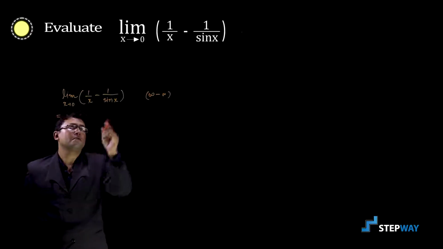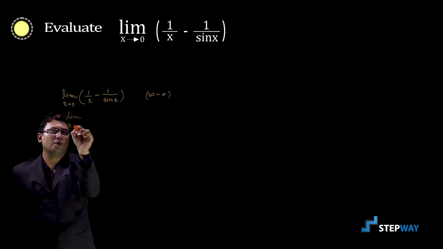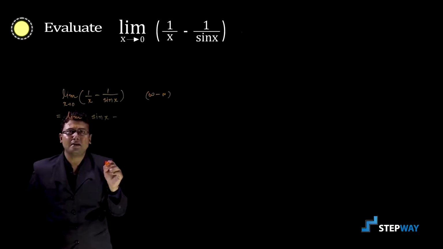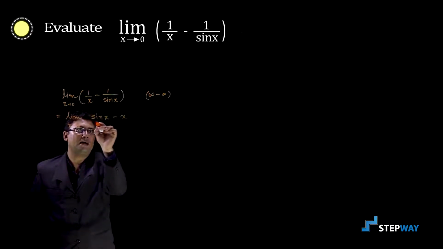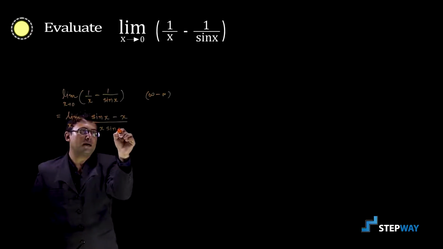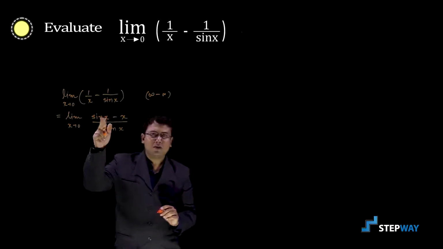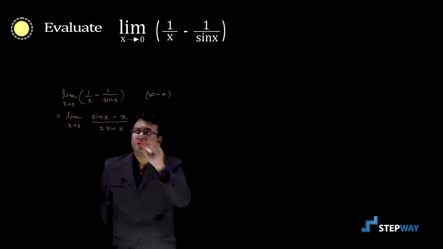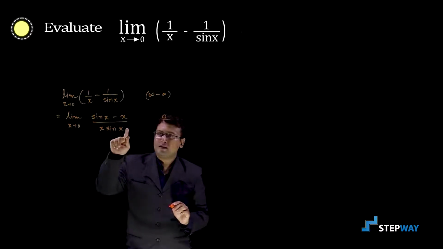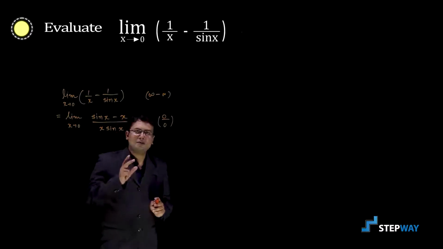So for that, take cross multiplication, limit x tends to 0, sin x multiply here, sin x minus x multiply here x, and denominator is x multiply by sin x, so x sin x. Again we put x equal to 0, sin 0 is 0, this term is 0, so numerator is 0. And denominator 0 sin 0, that is also 0. Now it is 0 by 0 form.